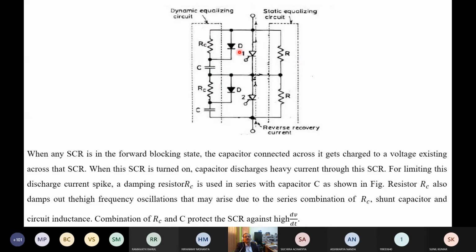So what is the role of the other things, where there is an RC, where there is a diode? This is the static equalizing circuit. It takes care of the voltage distribution during static condition, steady state condition, whereas this is for transient, switching action. Why is this resistance connected? Why is this diode connected?